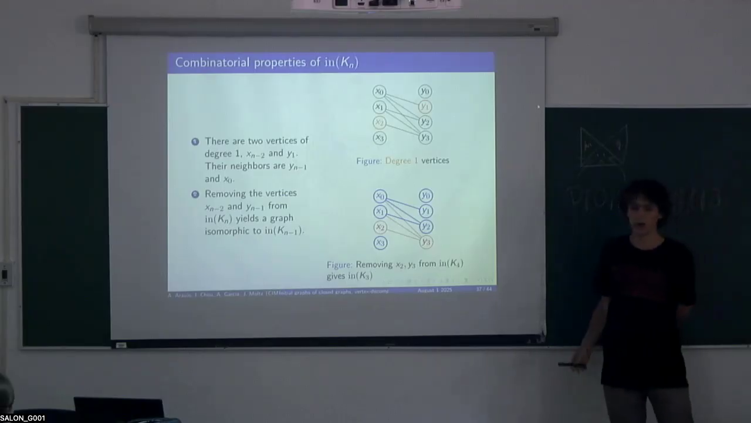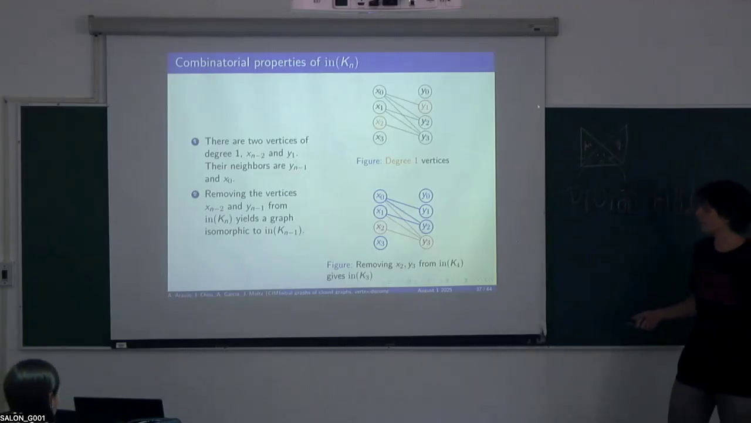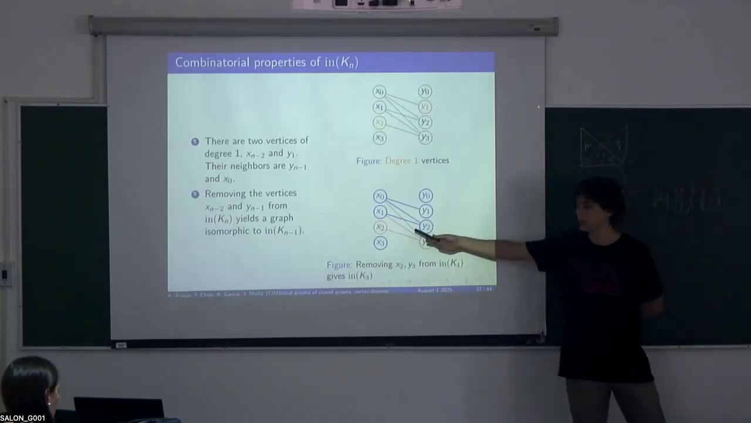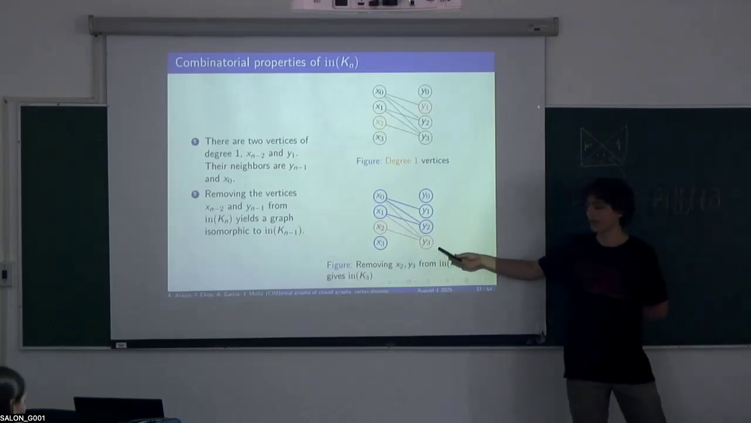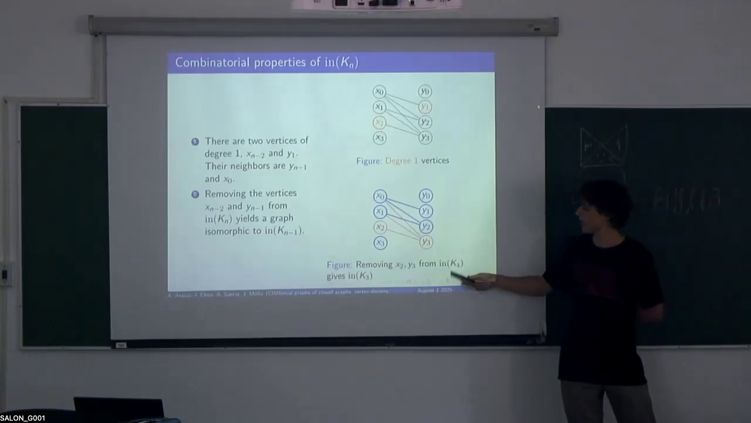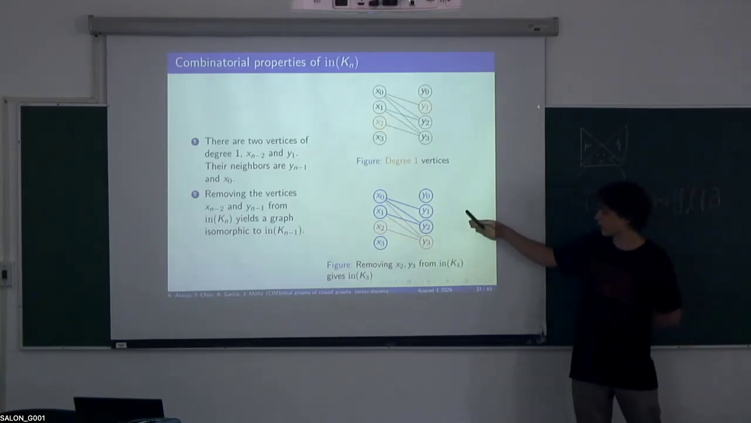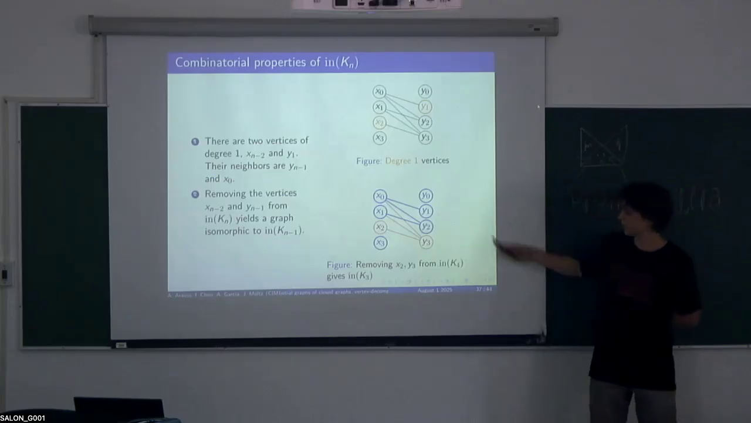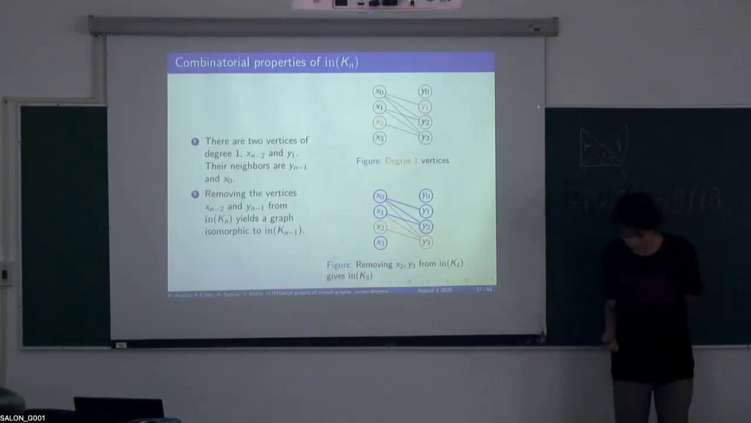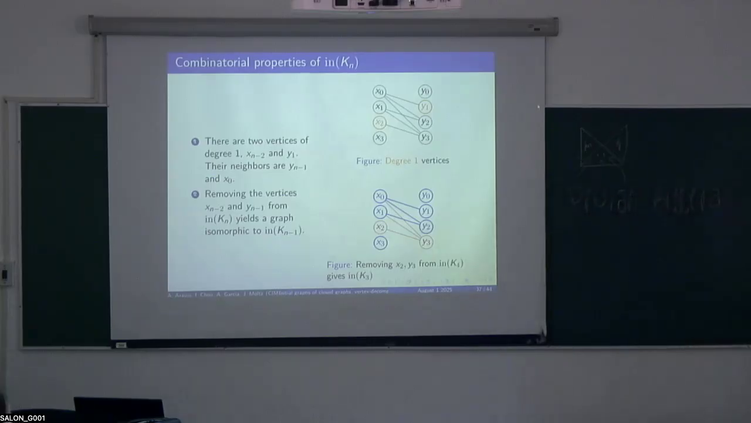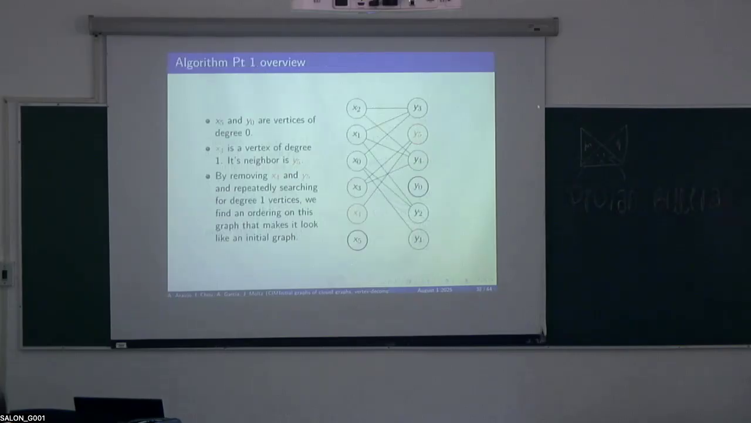This translates to a recursive property about initial graphs. If you find a vertex of degree 1, for example x2 in this picture, and you look at its unique neighbor and remove both of these vertices, what is left is a K2, an initial graph of a K3. We started with an initial graph of a K4, we removed 2 vertices, and recursively we have the initial graph of a K3. This leads us to the properties that allow us to construct an algorithm.